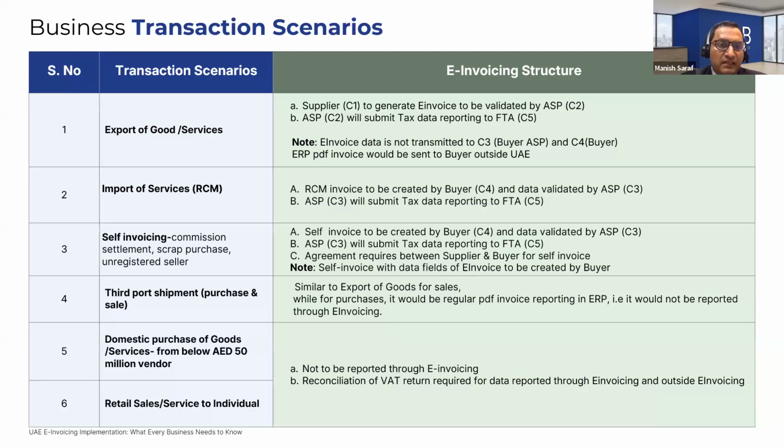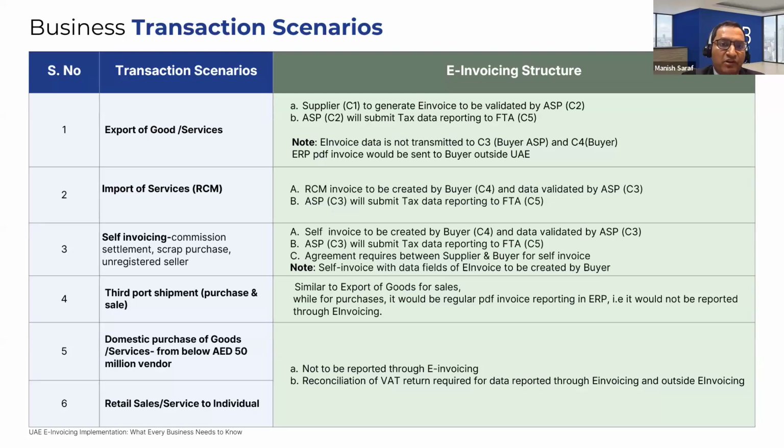So, as a supplier, you would be raising an invoice through the e-invoicing platform, which is a corner one model. Your ASP, the C2, will validate your data and transmit that data. Tax data reporting is done to the FTA, that's C5. There is no corner three or corner four because your customer is outside UAE, so the data would not flow to them. For them, you would still send your normal invoice, or PDF, what you are currently doing. That would still continue to be sent in PDF format or by email, because corner three and corner four are not sitting in UAE.